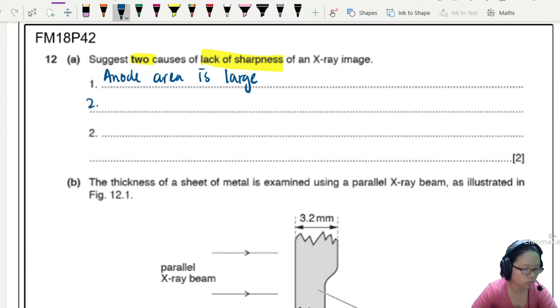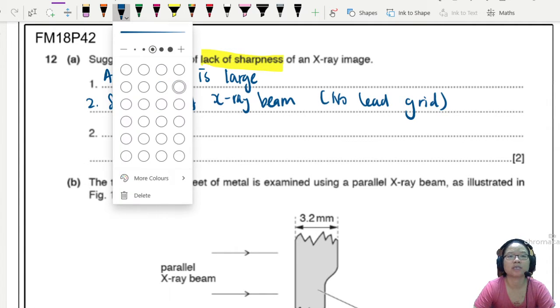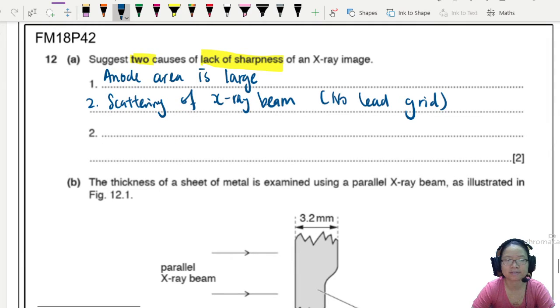Then the second thing, it could be the scattering of the X-ray beam. So the X-ray beam collides with certain parts of the device and it scatters. This is what happens when you have no lead grid. The lead grid is how we decrease the amount of X-ray scatter. And of course, the anode area is too large.